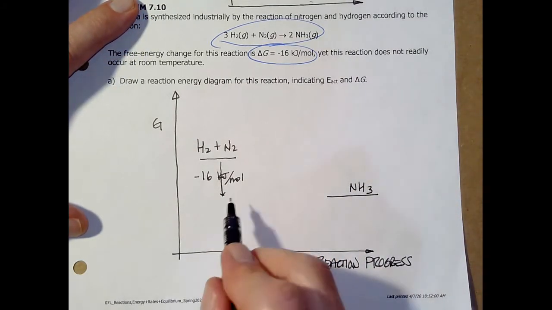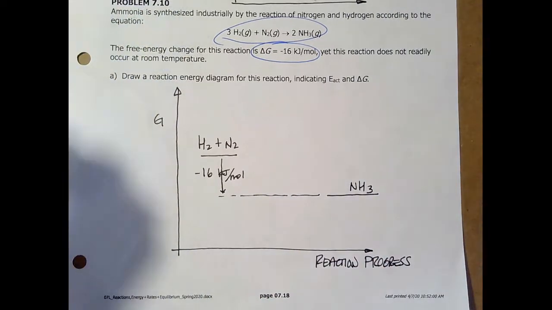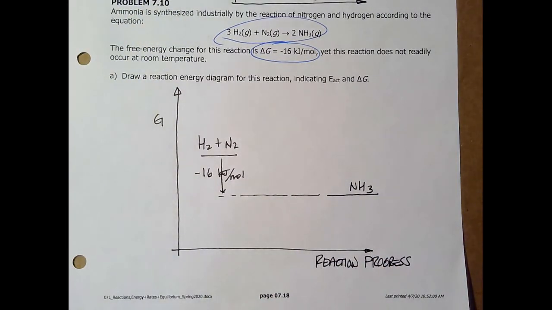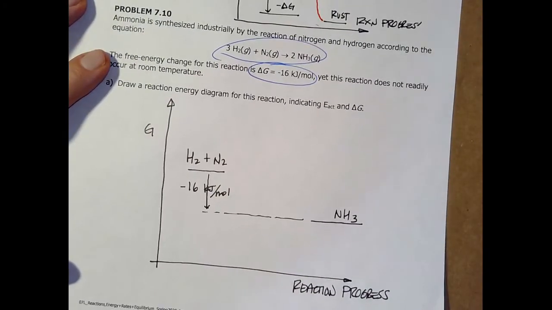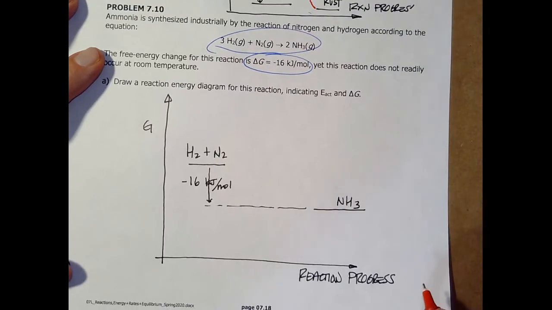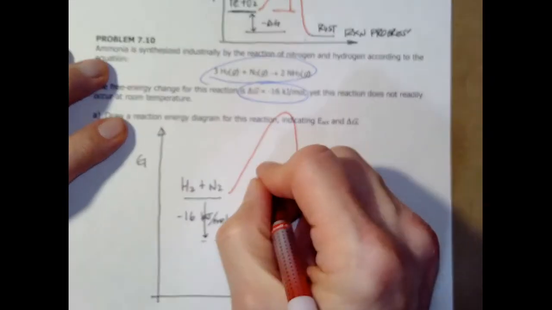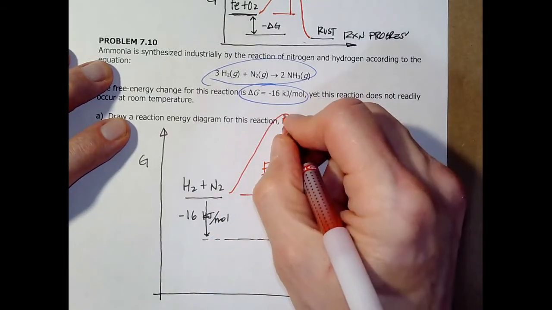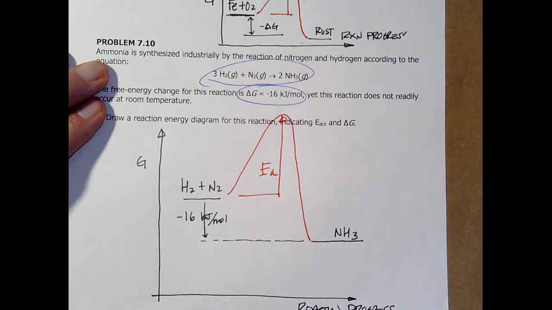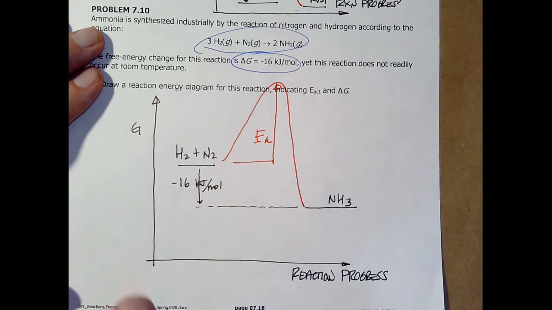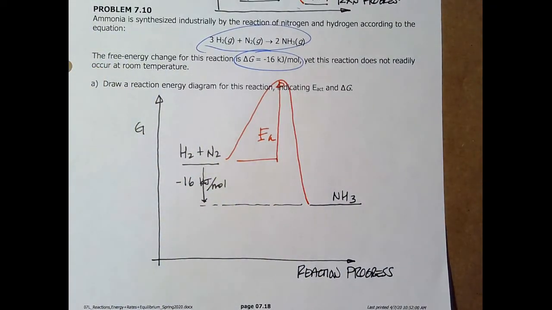So I know that's the difference there. And it says it doesn't happen at room temperature. Well, it means it's really slow. So that just means in between, there's a big E sub A. That's to the peak there. There's my delta G, there's my E sub A. Students usually find this to be pretty easy. There's really no math here. It's really just sort of drawing these pictures of everything we've done.